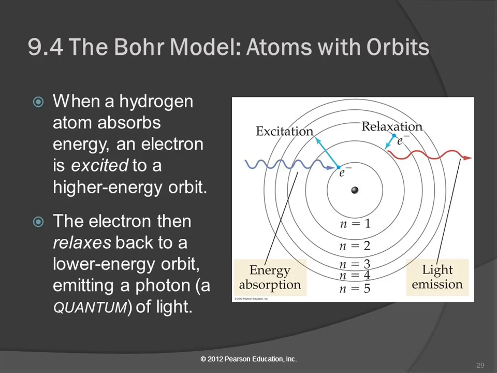So the electrons do this. They'll get some energy, and they'll go up to this higher level, but they can't stay up there, and they come back down. When they come back down, they give off light. The energy of this photon corresponds to the difference in energy between these two levels.